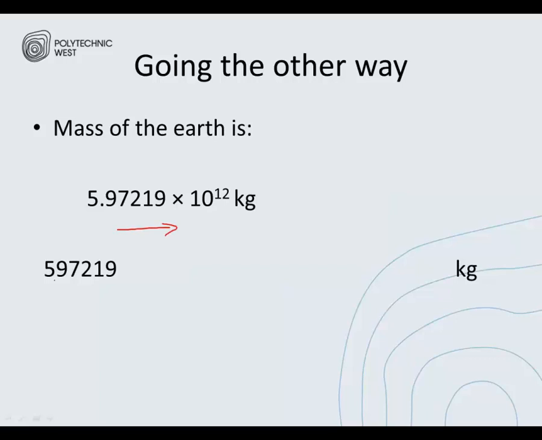I started there, 5.9. Started there, so I'm going to go 1, 2, 3, 4, 5, 6, 7, 8, 9, 10, 11, 12. And I just put the zeros in. So that's going the other way. A very big number in kilograms, as you probably expect.